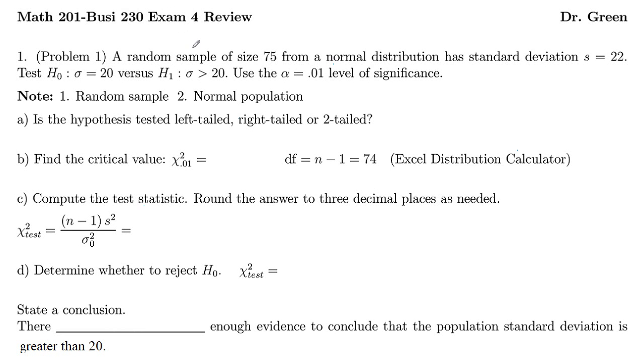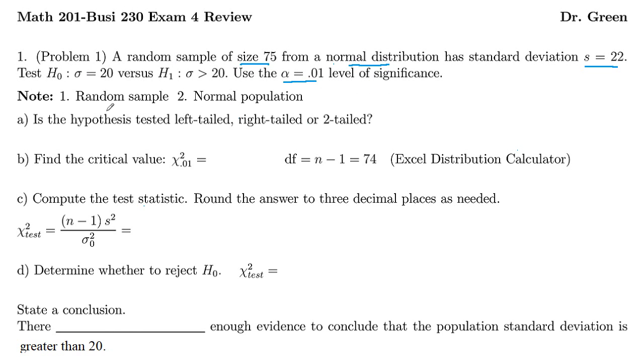So in this first question, they want us to do a hypothesis test. We're given a random sample here of size 75. It's coming from a normal distribution. Sample standard deviation S is 22. And then they want us to test sigma equals 20 against sigma greater than 20. So sigma, remember, is the population standard deviation. We're doing the test at the alpha equals 0.01 level of significance.